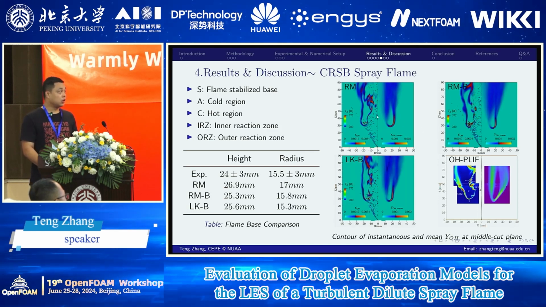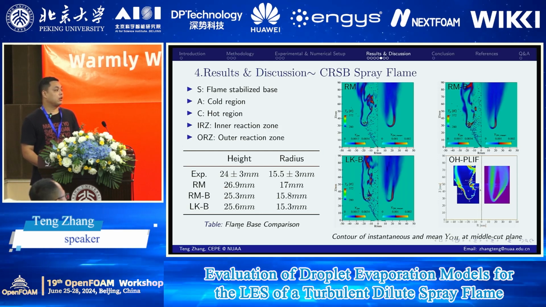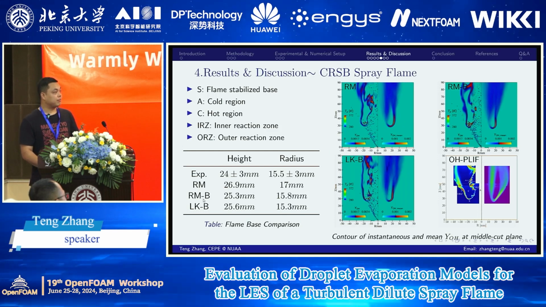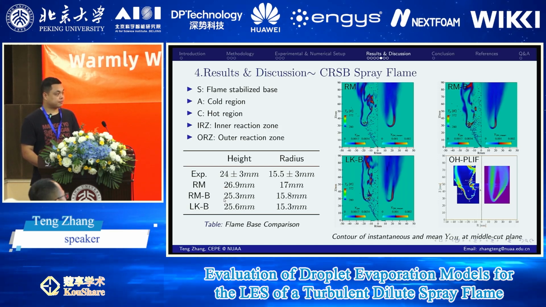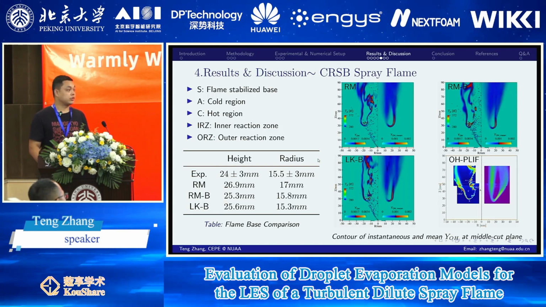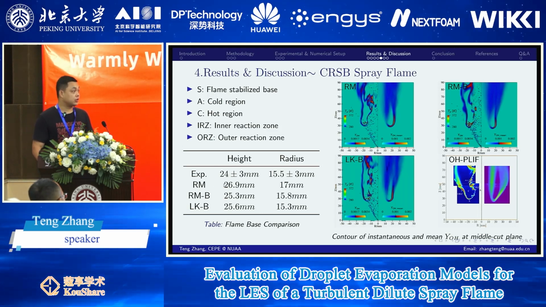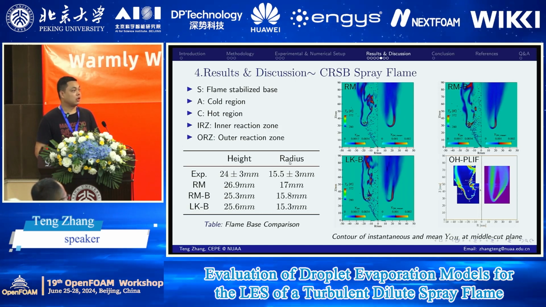However, there are some differences in the flame base predictions. The RMB and the LKB model have very similar results for the flame height and the radial locations of the flame base. But the rapid mixing model without the burst correction predicts larger flame height and radial locations.